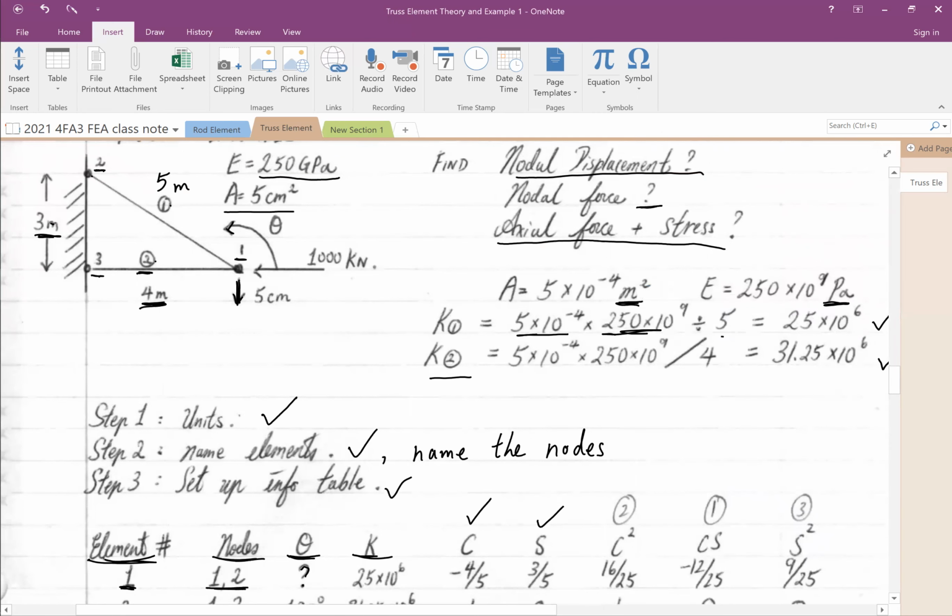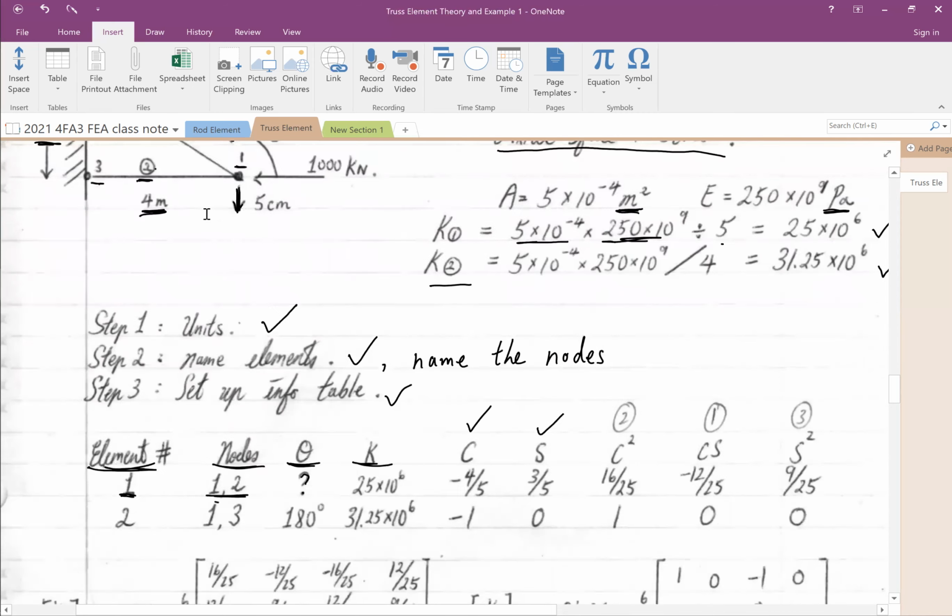Now, this is very important. It depends how you define it. Right here, I am using nodes 1 to 2, so I'm moving from 1 to 2. The cosine of that will be -4 over 5, and the sine for nodes 1 to 2 will be +3 over 5.